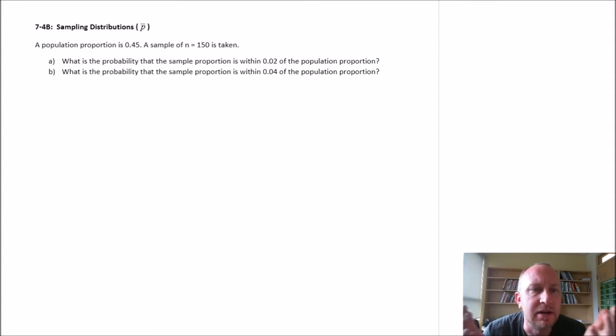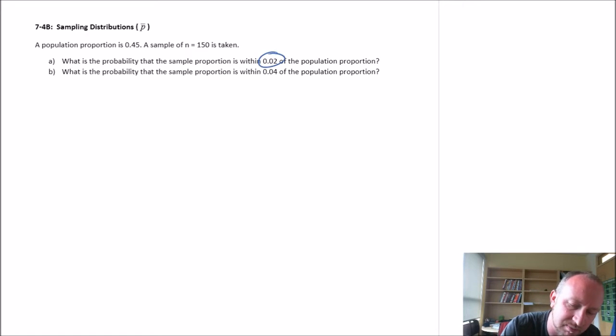So here we've got a generic population proportion of 0.45 and a sample of 150 is taken, and we're going to calculate probabilities that our sample proportion is either within 0.02 of the population or 0.04 of the population proportion. So we're just going to get straight into some of the calculations here.